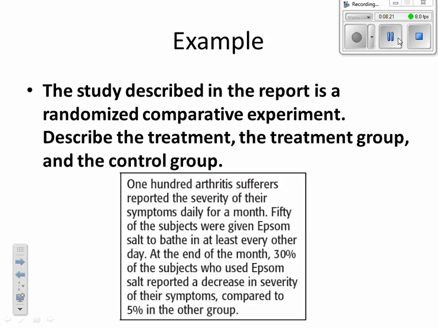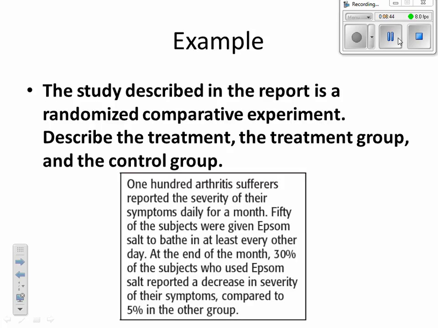All right, the next one. The study described in the report is a randomized comparative experiment. Describe the treatment group and the control group. So we've got to see what they are actually doing to these groups, and then how they are splitting the population. Okay, so here's what we've got.